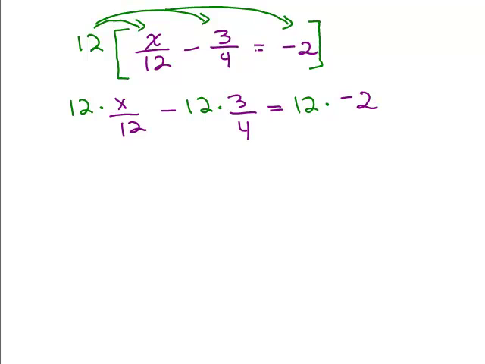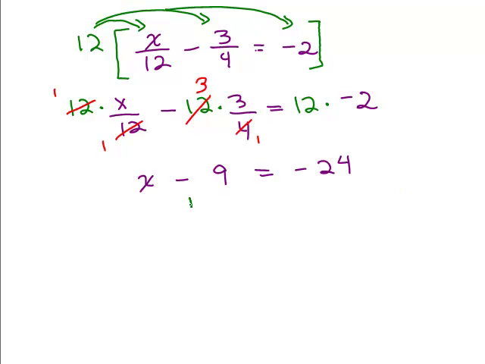And when you do this, since you're multiplying by the least common denominator, that should cancel with any of the terms that have fractions in it. So the 12s cancel there. 3 goes into 12 3 times. And nothing cancels on the right because there are no fractions. So this will give me x minus 9 equals -24. So I start off with an equation that has fractions, and by multiplying by the least common denominator, I get an equation that doesn't have fractions, which is much easier to solve.